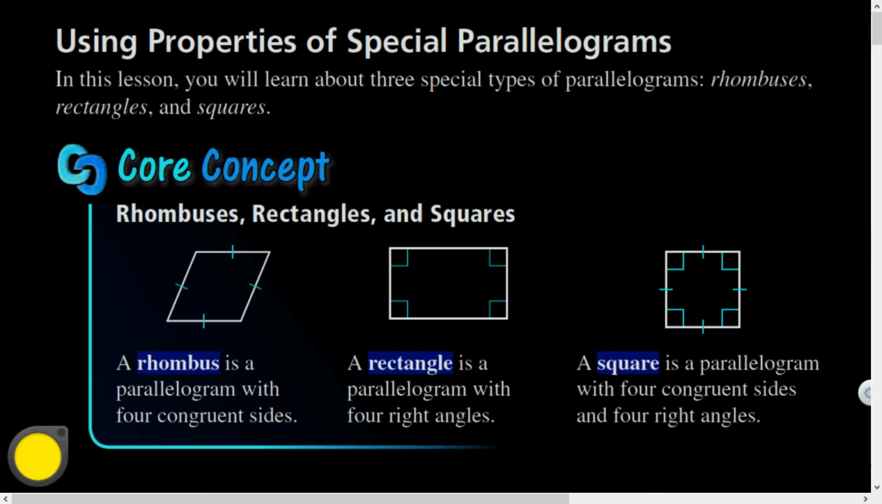Today we are talking about special parallelograms and some properties of them. We are going to look at some special parallelograms. You've probably known about these shapes before. They do exist. But here we go.